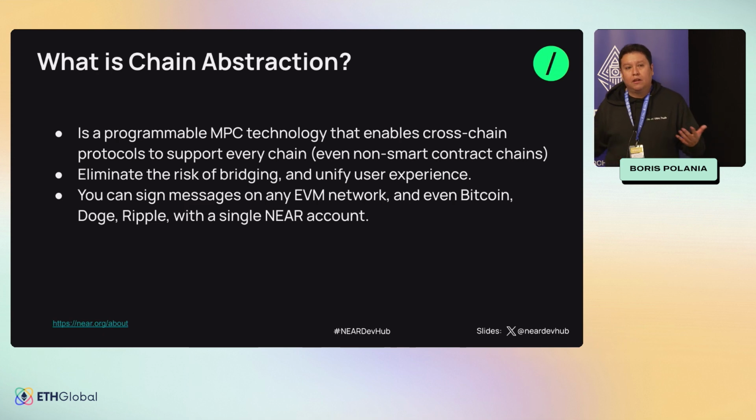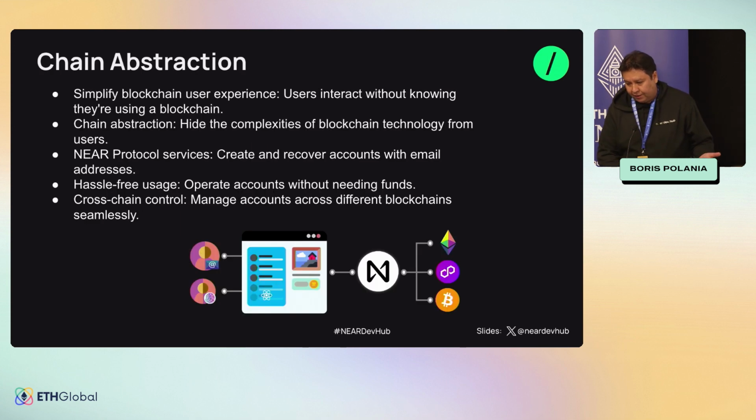Basically, you should be able to sign transactions from Near, for mostly any other blockchain. So if your user deploys a game, they should be able to sign transactions in any blockchain using only the Near ecosystem and the Near set of libraries, etc. So that's basically what chain abstraction is about, right? You can use any EVM compatible network, even Bitcoin, Doge, Ripple, whatever, you can just use Near to unify the user experience and reduce the risk that comes with bridging assets, right?